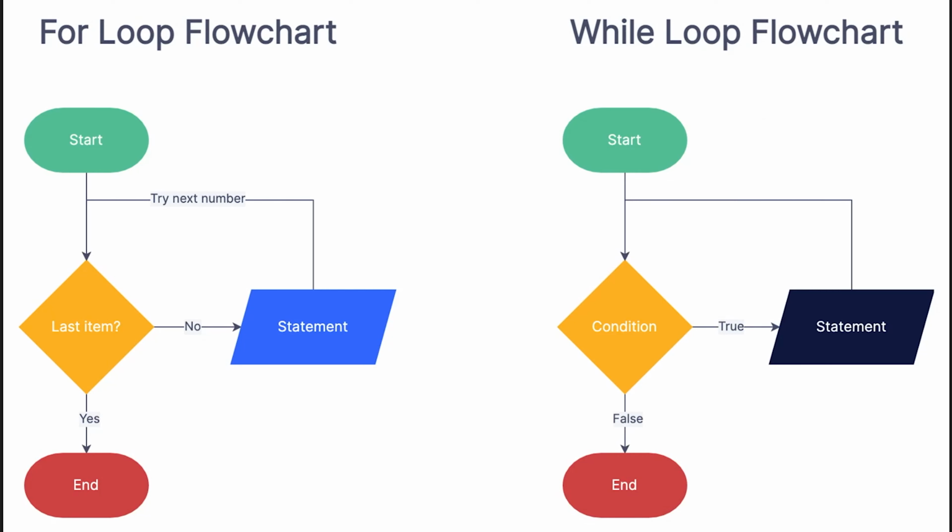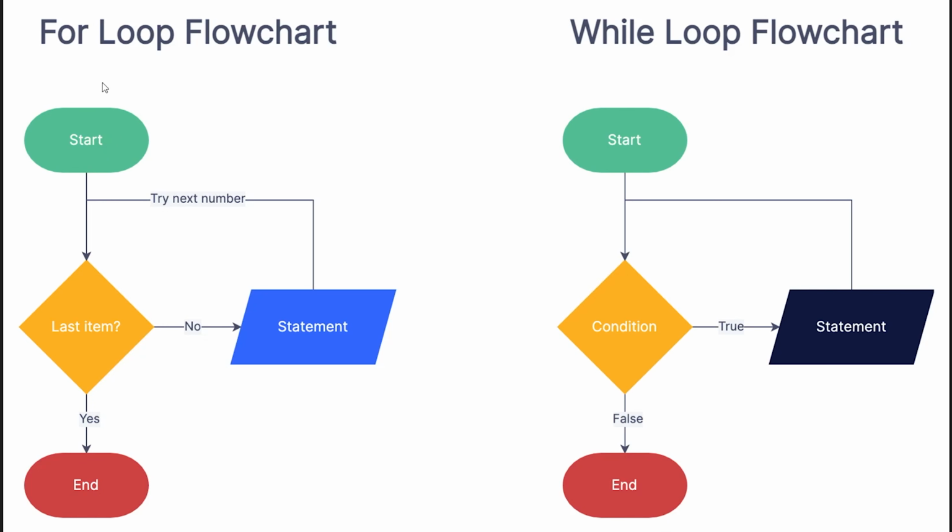In this video, we're just looking into one of the control flow structures in programming, which is the for loop and while loop. And as the first understanding, I've brought you the for loop flowchart and the while loop flowchart. So on the left side, we have the for loop flowchart.